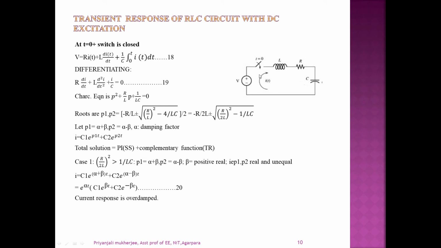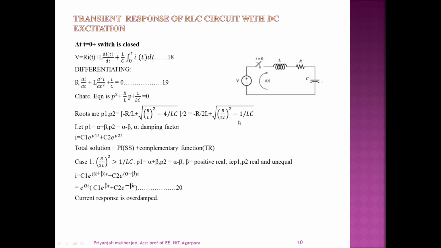Now differentiating both sides, we get R dI/dt plus L d squared I/dt squared plus I by C is equal to 0. So the characteristic equation can be written as P squared plus R by L into P plus 1 by LC, where P is d/dt, that means the time derivative. By putting this into Sridharacharya's formula, minus b plus minus root over b square minus 4ac by 2a, we can find the roots, which become minus R by 2L plus minus root over (R by 2L) square minus 1 by LC.